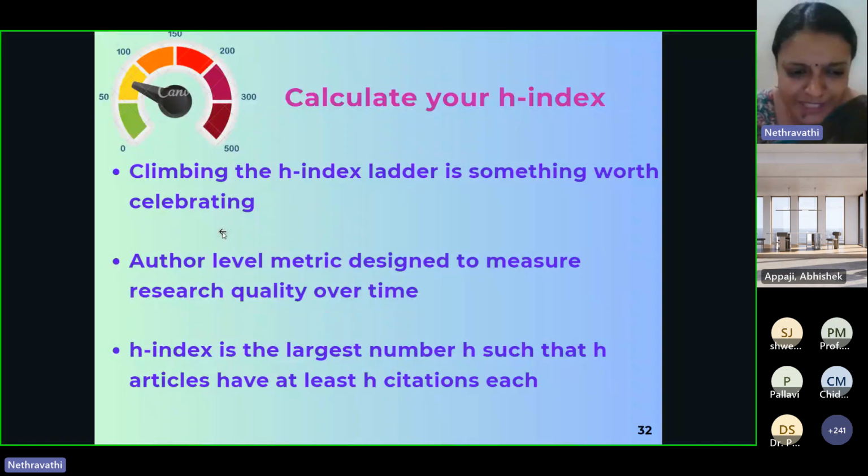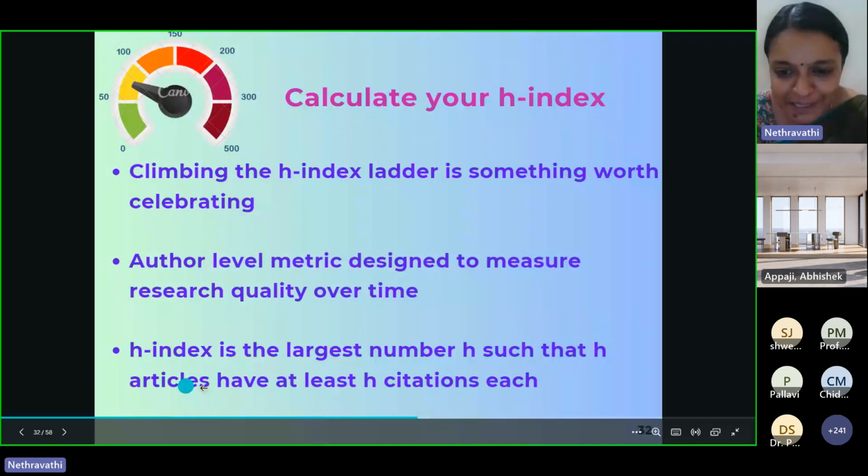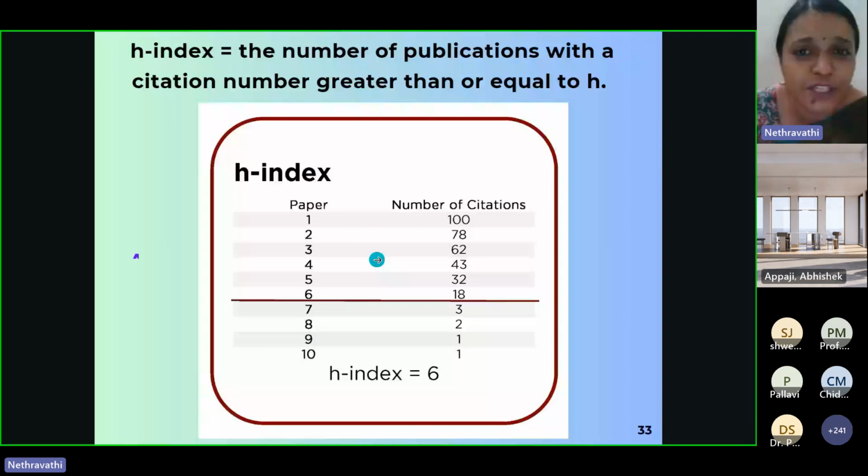You can read the definition, but I know that it is like a tongue twister. I'm not trying to give you a tongue twister; it is just the definition I have copied from Google. H index is the largest number H such that H articles have at least H citations. I'm sure it's tedious to understand, so let us take an example. This is another definition which I found online: H index is the number of publications with a citation number greater than or equal to H.